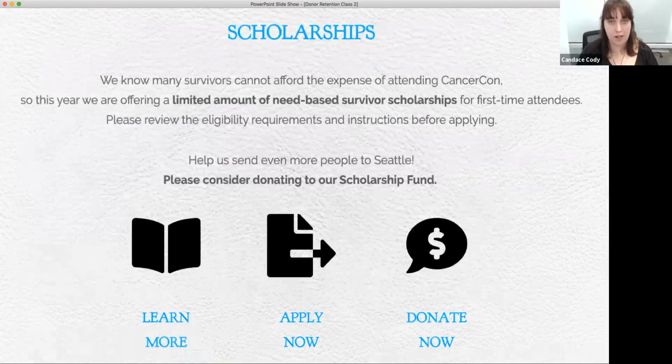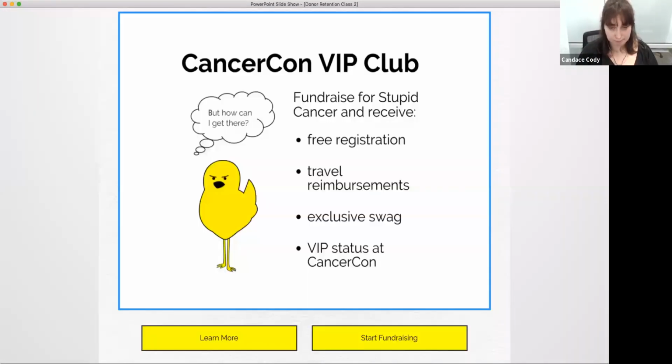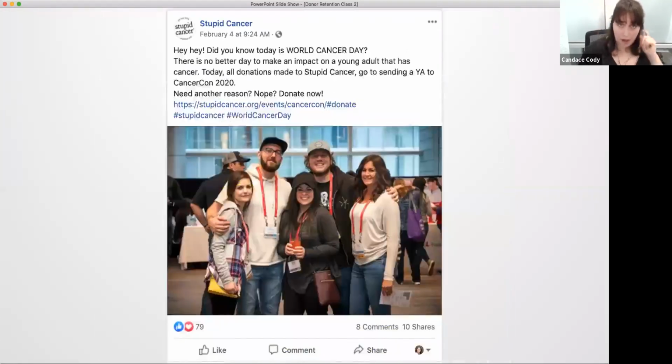So this is another example. There's another page on Stupid Cancer's website that goes into more about the scholarships that they offer. And there's that CTA to donate now. So throughout their website, they have not just the donate button, but they have opportunities to give on multiple pages of their site. Another interesting call to action I found on their website was to start fundraising for Stupid Cancer. They have a few bullet points there about why they would do that and what they would receive.